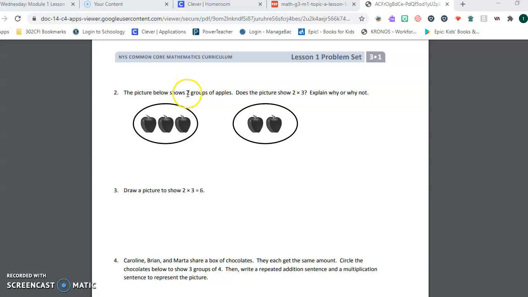The picture below shows 2 groups of apples. Does the picture show 2 times 3? Explain why or why not. So they're giving you very specific instructions, and math is very instruction oriented. In general, if you can read the instructions and understand the instructions and follow the instructions, you're going to rock it. If you have trouble reading, that's a problem.